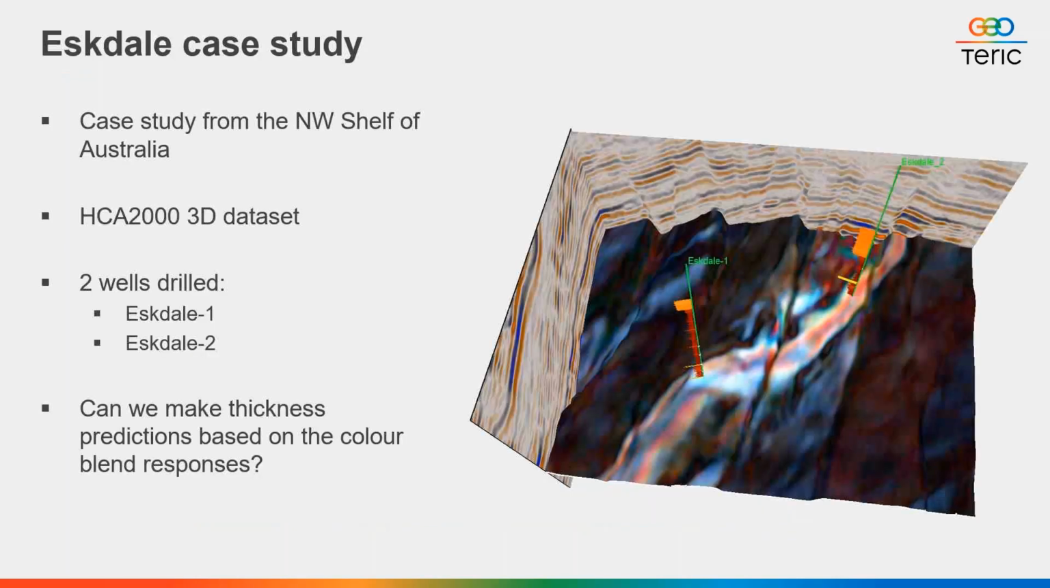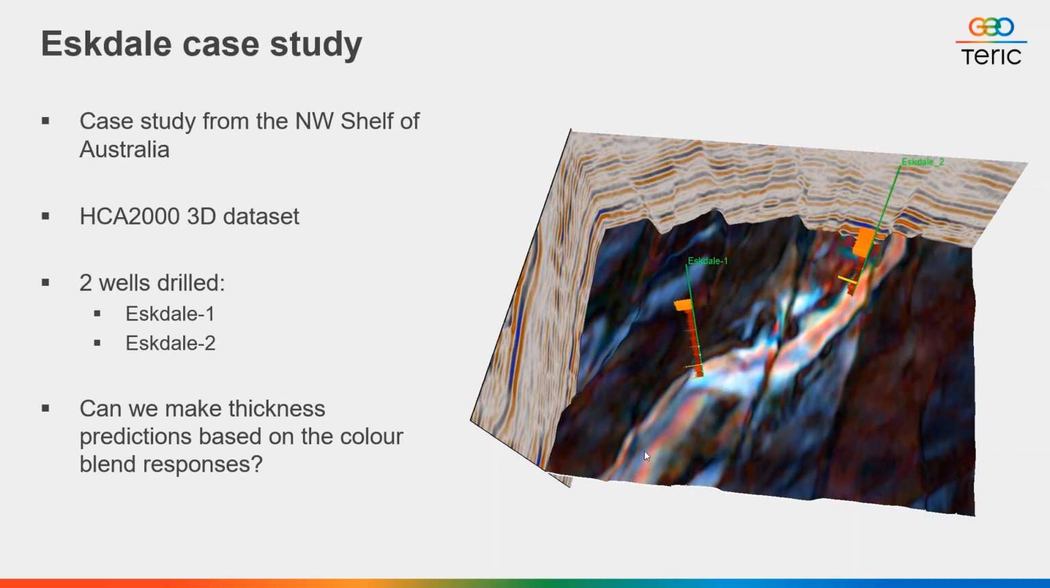So today we are going to be looking at a small case study here from the northwest of Australia. We have a 3D seismic available for the area, the HCA 2000 dataset, which is provided by Geoscience Australia. And there are two wells drilled on this area. There is the Eskdale 1 and Eskdale 2 wells, as you see there.